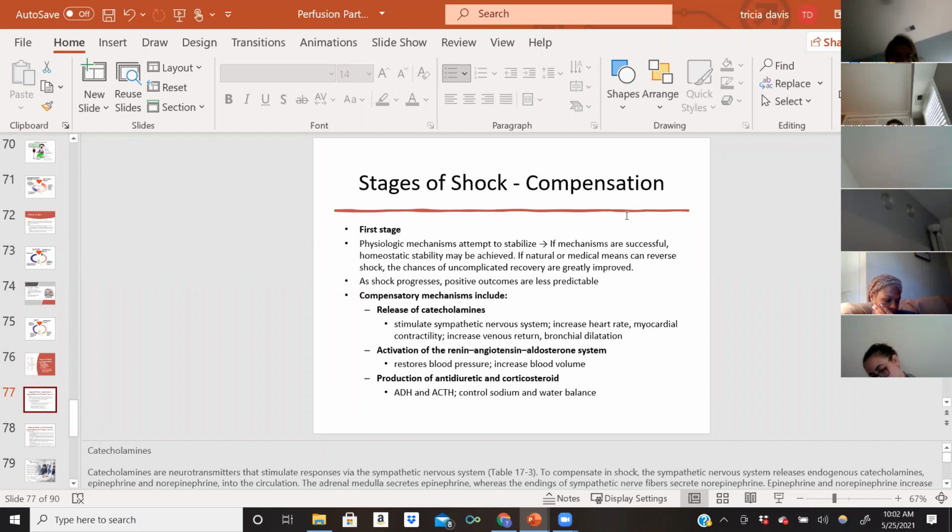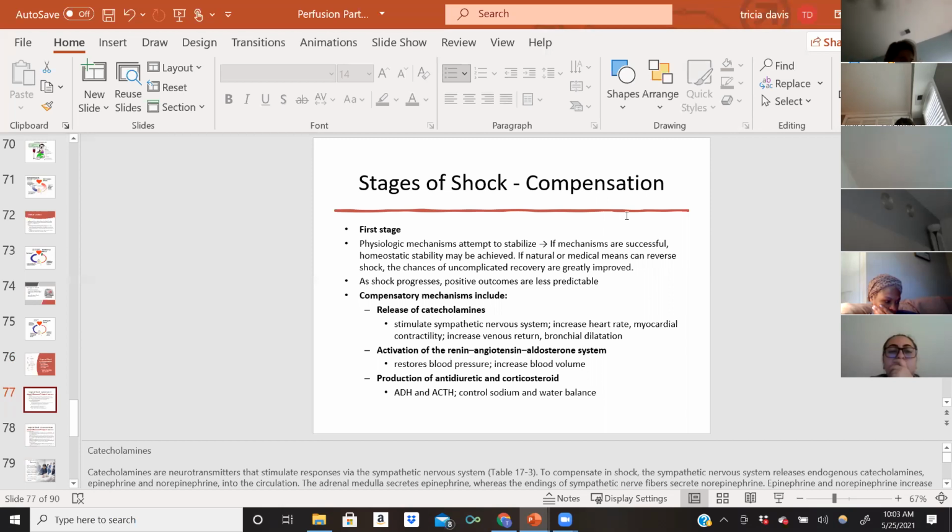So in the compensation stage, this is exactly what you think it is. It's our body doing things to compensate for what it's experiencing. So this is the first stage of shock. Physiologic mechanisms in our body are going to attempt to stabilize the situation. If those mechanisms are successful, then we know our homeostatic stability is going to be achieved. Everything's going to go back to normal. If natural or medical means can reverse the shock, the chances of uncomplicated recovery are greatly improved. So we always want to be able to have our bodies compensate on their own. And if it can't, we can help it along, and then we want to see our patients make a recovery. We want to reverse the changes.